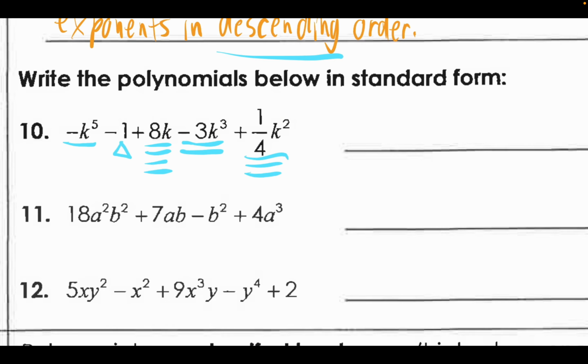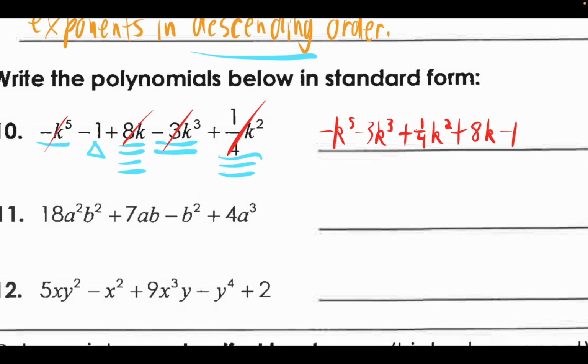start writing them. So first and foremost comes the negative k to the fifth. We take the negatives and positives and coefficients with the term. I'm going to lightly cross that out, showing that I use it. Then is -3k to the third, followed by a positive 1/4 k squared, followed by 8k, and last but not least is -1. And now this is in standard form. No worries about alphabetical, but it is descending order of the exponents of variables.